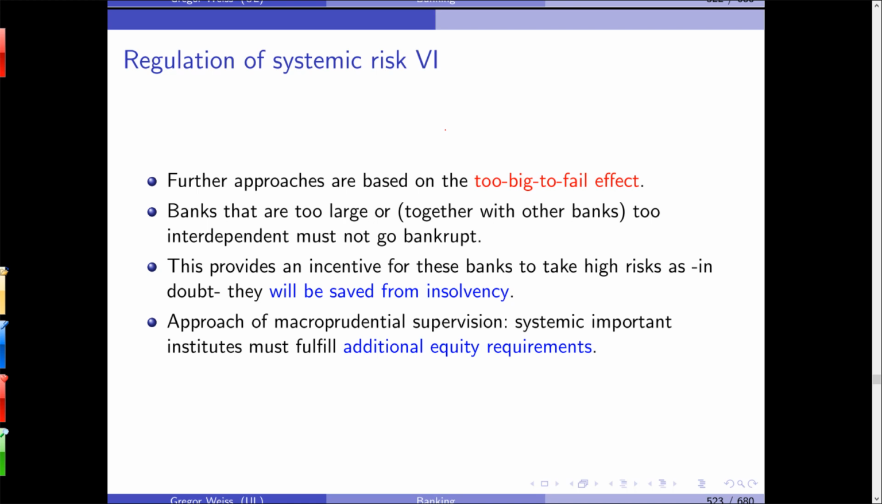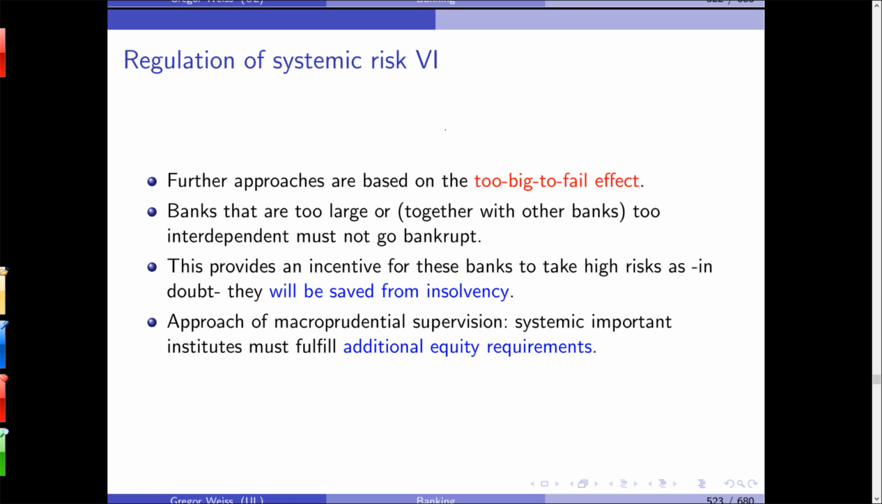Further approaches in regulation are based on the too big to fail effect. What does it mean? If you are too big to fail, it means that you, as an individual bank, are too big to fail. If you go bankrupt, you will drive the whole financial system down. If you know this, and usually you do know this, if you're Deutsche Bank, if you're JP Morgan, if you're Bank of America, you are systemically relevant, you are too big to fail, you will exploit this. Bank managers will exploit this.